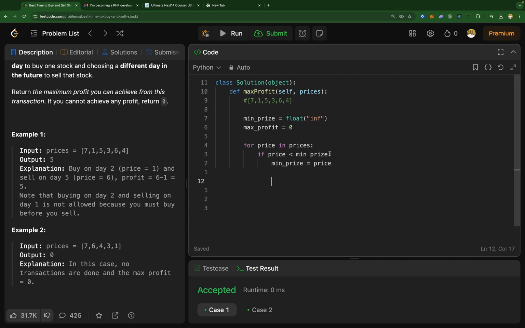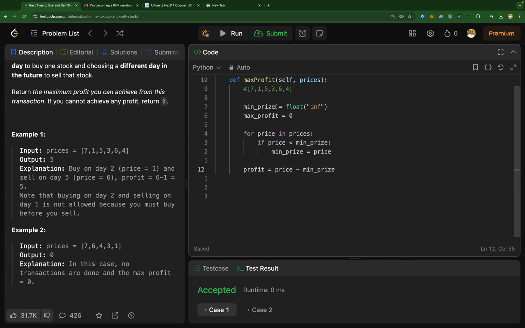So now we have the minimum price that we've already gotten. How do we get the profit? The profit is going to be the difference between the price and the minimum price that you're going to get from the iteration and updating our variable here. We have it at that point.